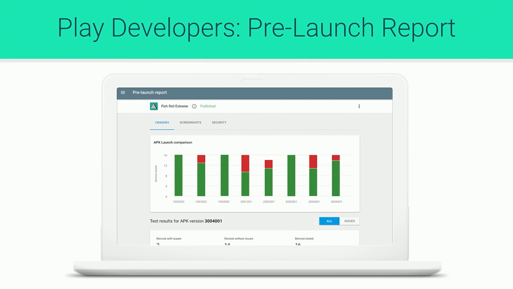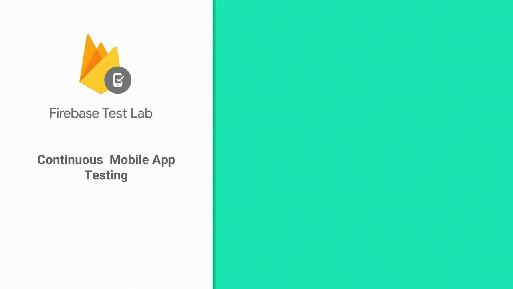Robo also powers the pre-launch report on the Play Developer Console. A lot of you probably have used this in the past. This is available at no cost to you. It's a limited set of devices that Play will automatically run your app on if you participate in the alpha or beta channel. It's a great way to try the product at no cost.